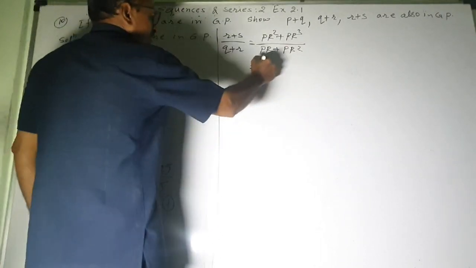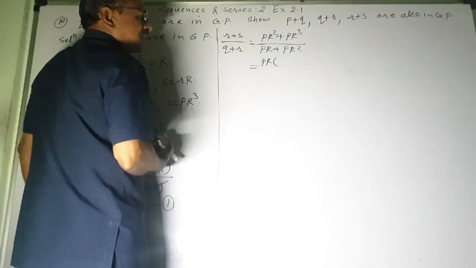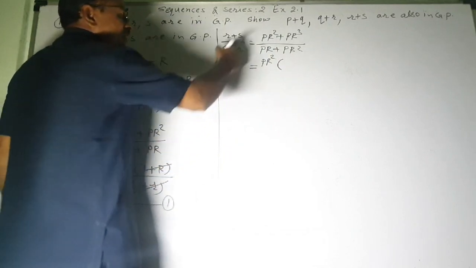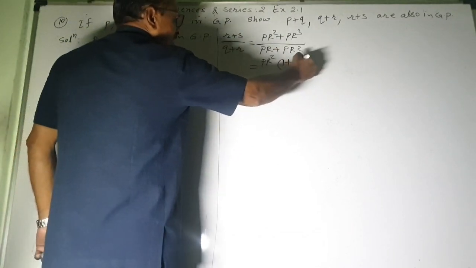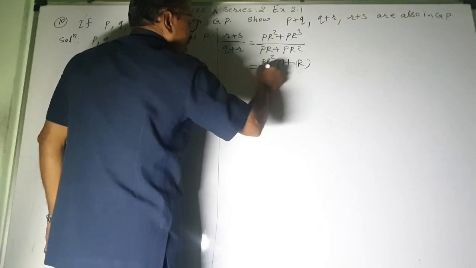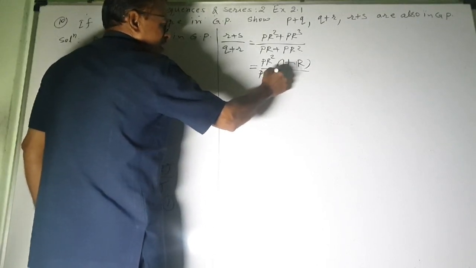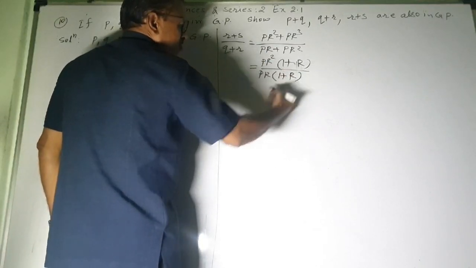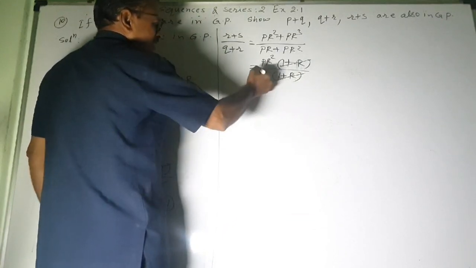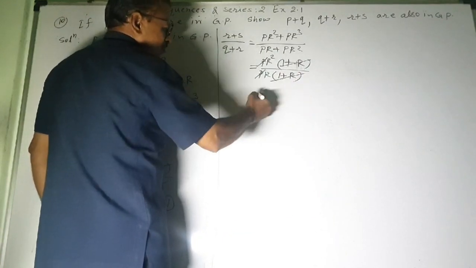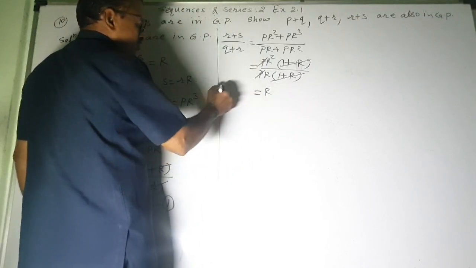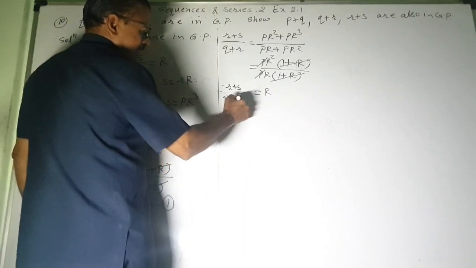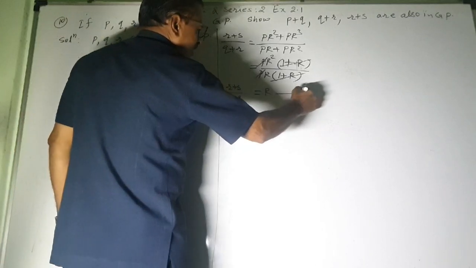PR square is common in the numerator. Here remains 1 plus R, capital R, upon the denominator, where PR is common. What is remaining? 1 plus R. This 1 plus R gets cancelled. This P gets cancelled. R square upon R is equal to R. So, therefore, R plus S upon Q plus R is also equal to R. This is number 2.